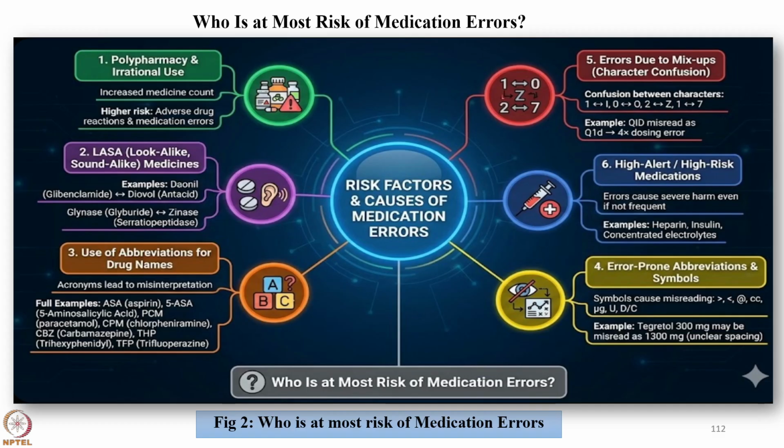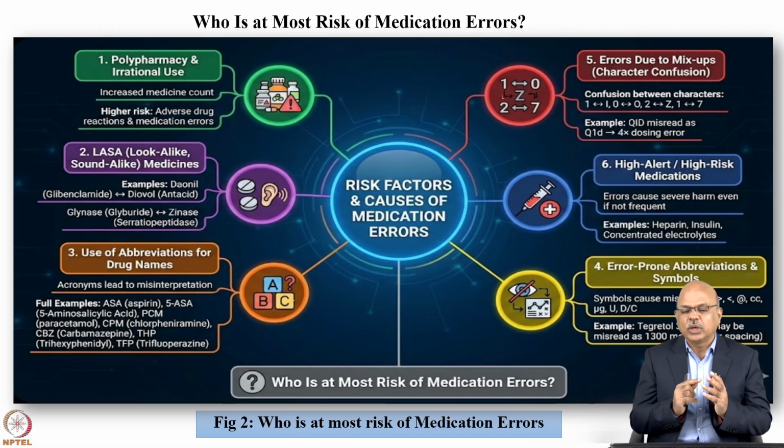So where you can find the use of errors for drug names versus error-prone abbreviations and symbols, which can create a problem, if you have to understand this, you need to have a display, you need to have a practice, or sometimes you need to take an audit of the number of issues or events that have been reported as medication errors.